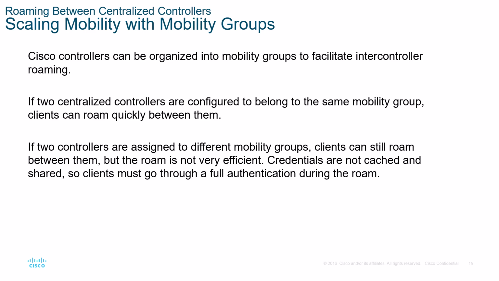efficiently. If two centralized controllers are configured correctly to belong to the same mobility group, they can allow clients to quickly roam between them. However, if the two controllers are assigned to different mobility groups, clients can still roam between them, but not as efficiently. Credentials won't be cached or shared, so clients will have to go through the entire authentication process again, and that typically means session states are also going to fail as well.